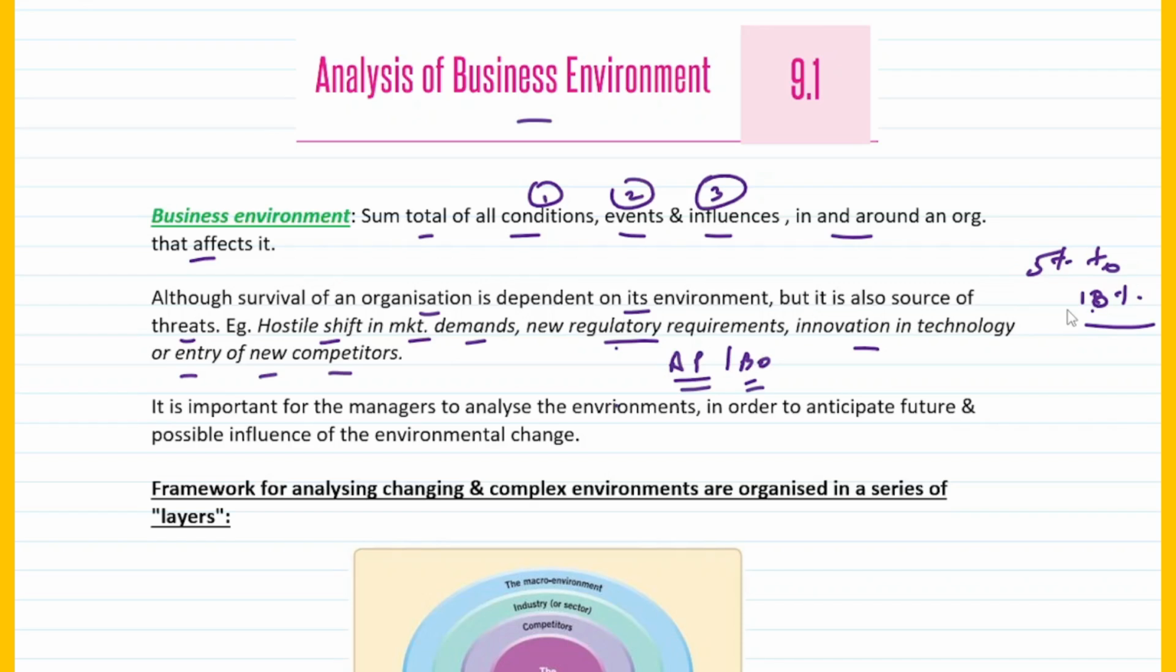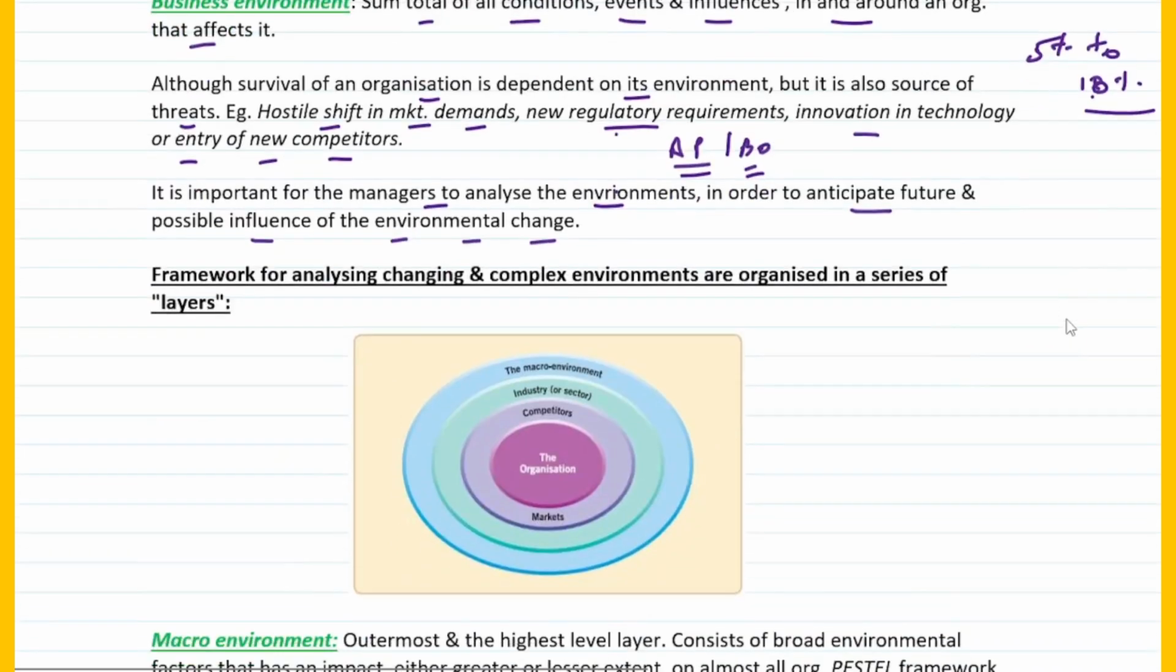So although survival of an organization is dependent on its environment, it is also a source of threat. It can be an opportunity as well as a threat. Examples are a hostile shift in market demands, new regulatory requirements, innovation in technology or entry of new competitors, right? It is very important for managers to analyze the environment, because if they are not able to analyze it properly, they will never get to know what threats and opportunities exist, in order to anticipate the future and the possible influence of environmental change. So that's all about business environment.